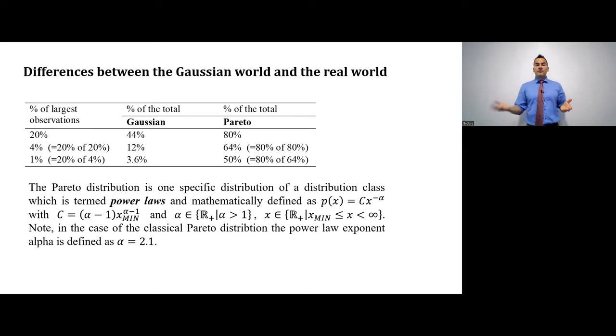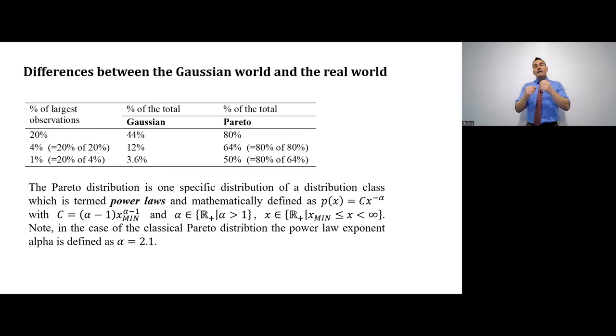If we consider the Pareto distribution, the largest 20% of the largest 20%, which is the largest 4% of the total, correspond to 64%, which is much more. It's more than five times, right? Five times would be 60%. So it's slightly more than five times as much as the Gaussian world suggests.